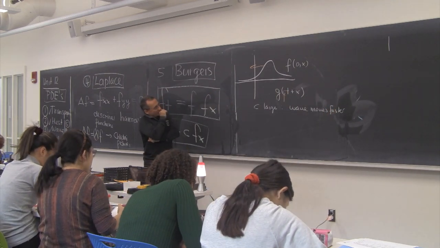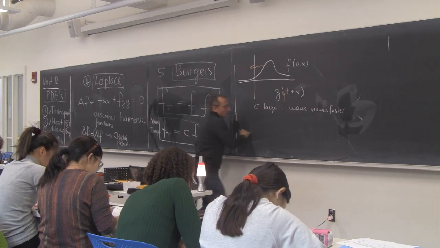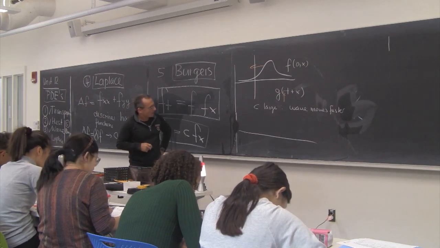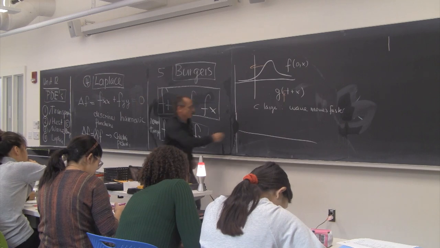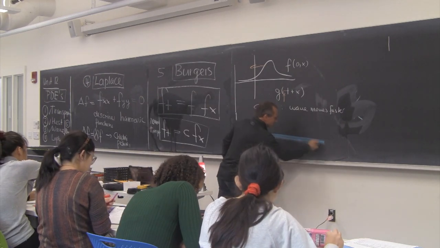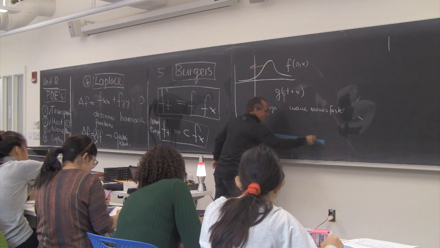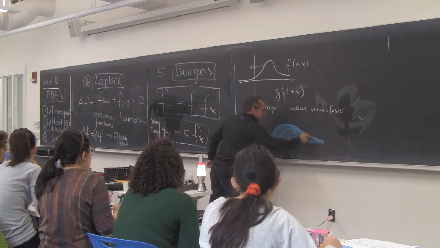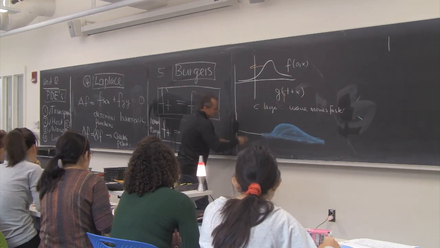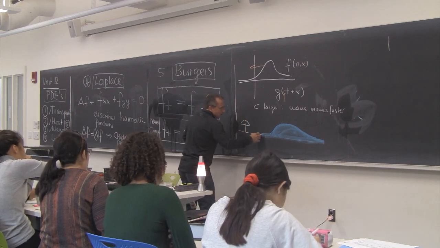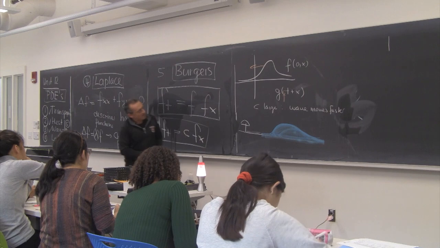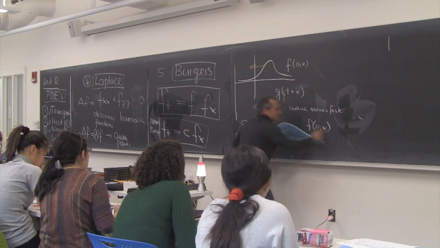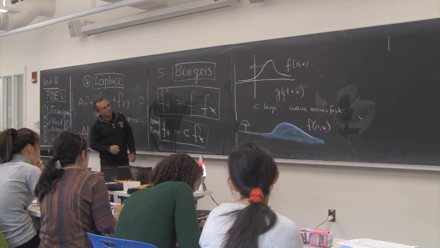So what happens now with this Burgers equation? Let me draw a beach. This is water, and then we have a wave coming. This is our wave, and we are sitting here on the beach, and this is the sand. This is f of 0 and x. That's the wave at time t equal to 0.